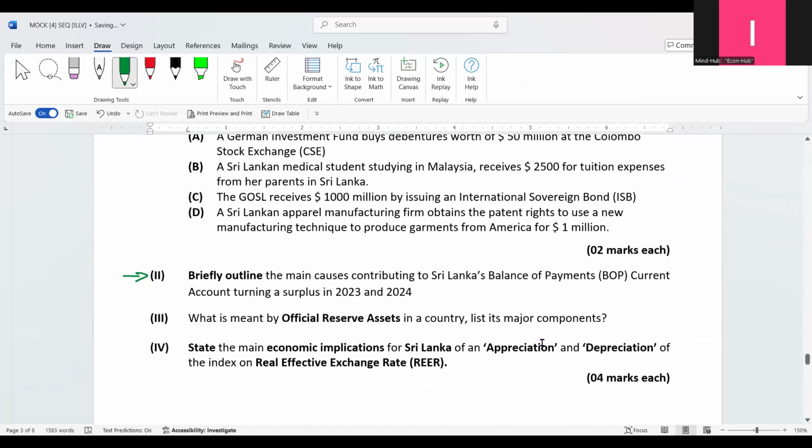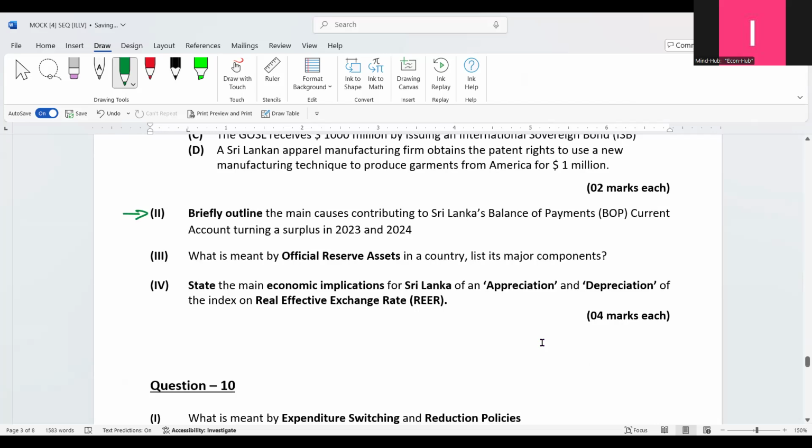Question 9, part 2. Put some effort there. Sri Lanka has been able to attain and maintain a current account surplus in 2023 and 2024 of the balance of payments. So, what are the reasons leading to that? How did we achieve that? So you have to know. Question 9, part 2. Complete answer is given. And also part 3, about official reserve assets.